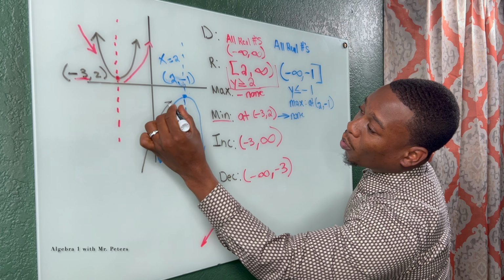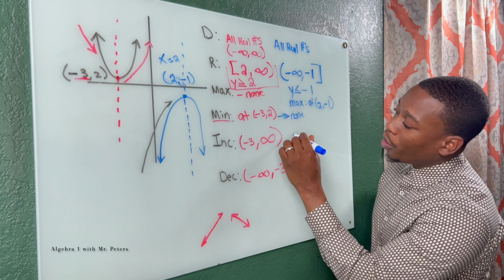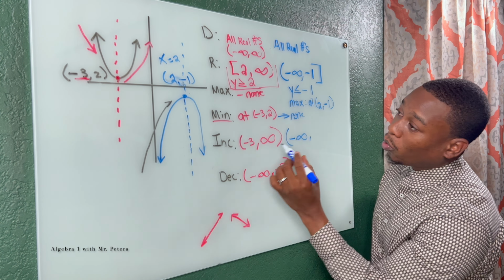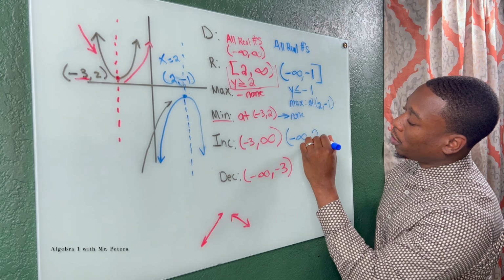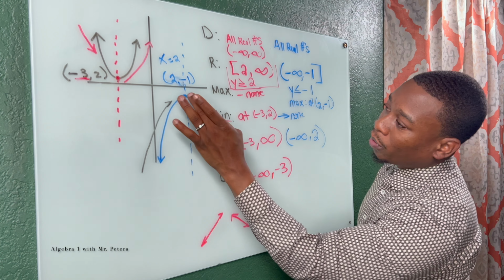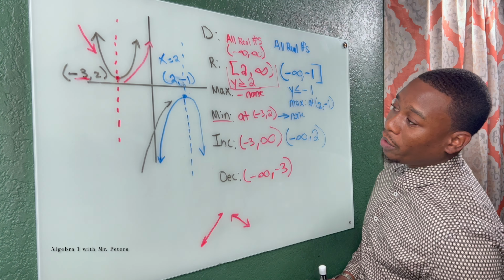What is happening to my y values? They are increasing. So I know this is increasing from what? Negative infinity all the way up to 2. Then when we hit that vertex, and we're now talking about positive 2, right? We're talking about 2 to infinity.